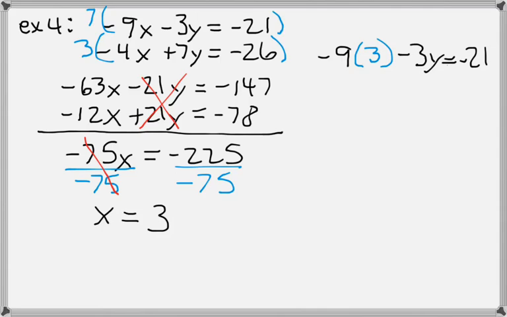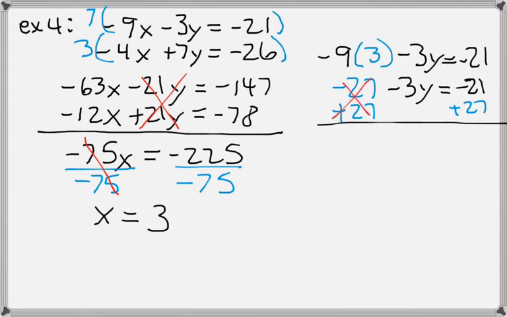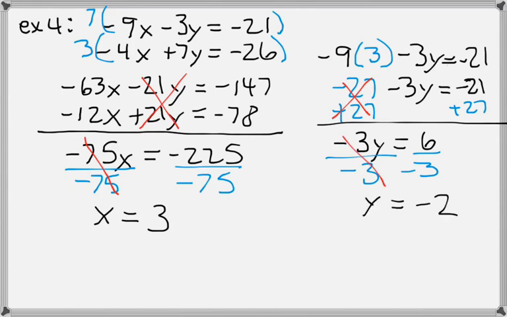And we need to solve for y from here. Negative 9 times 3 gives us a negative 27, minus the 3y is still equal to negative 21. To get y by itself, from here we need to add 27 to both sides. They cancel out here, leaving us with negative 3y is equal to 6. To get y by itself, we need to divide both sides by that negative 3. They cancel out here, leaving us with y is equal to negative 2.